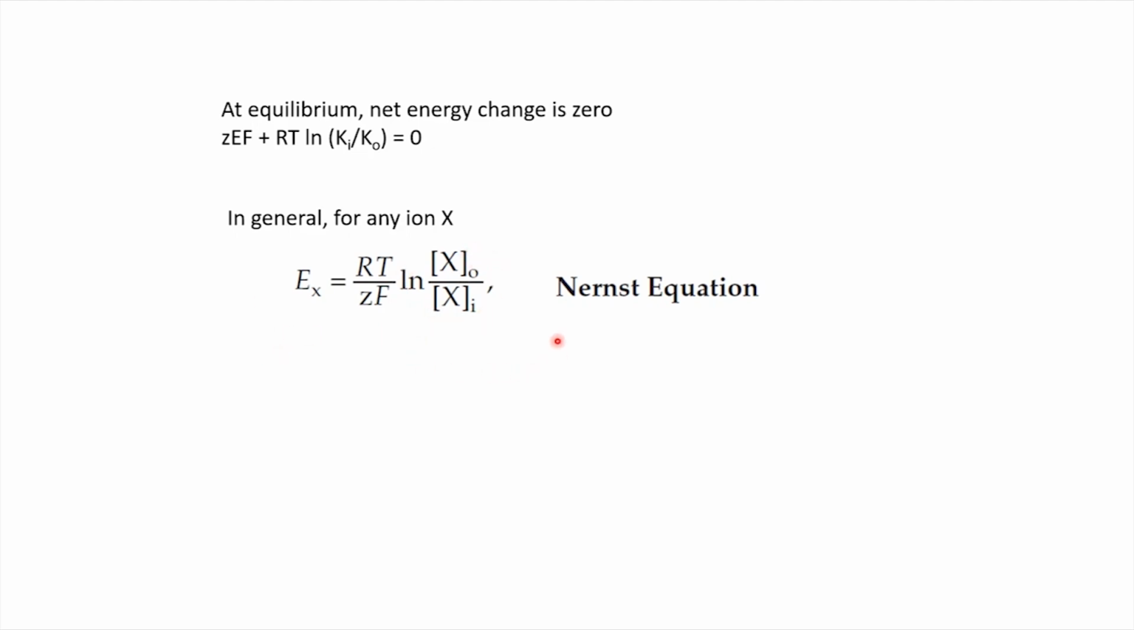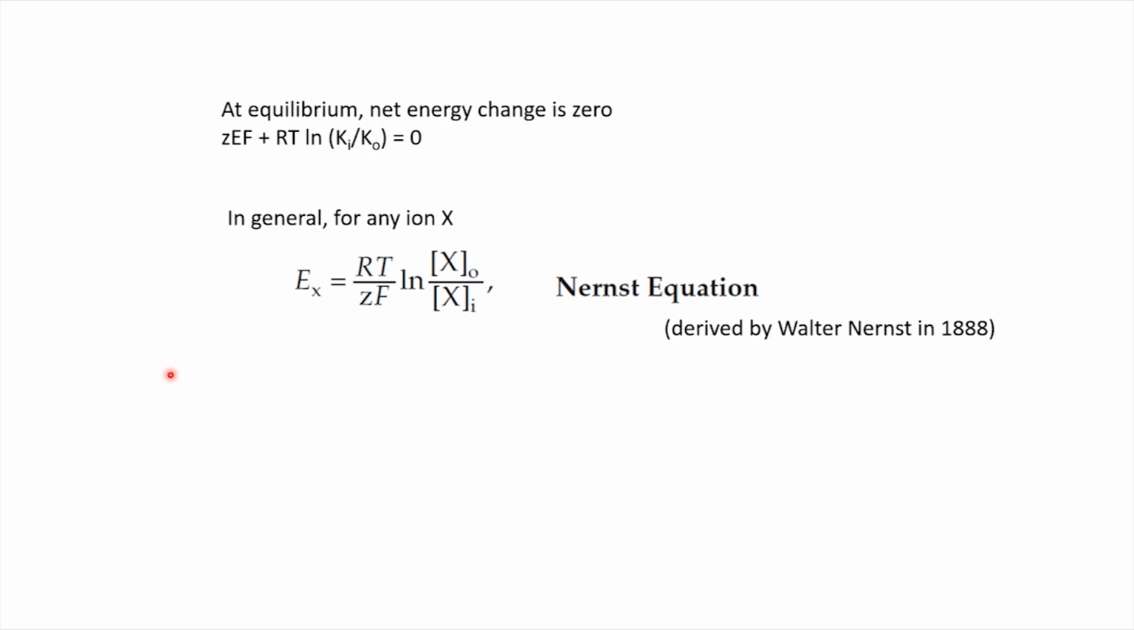And this equation is valid for any ion, not just potassium. If we use this equation for sodium, then we can put the concentrations of sodium here, sodium outside over sodium inside, and the charge of sodium. We can get the equilibrium potential for sodium, and similarly any other ion. So this is known as the Nernst equation because it was derived by Walter Nernst in 1888.